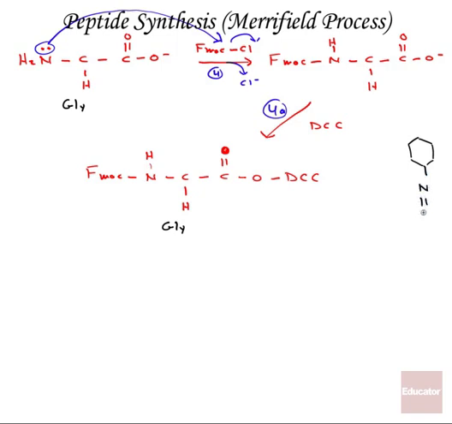This is N, double bonded with a C, double bonded with an N, and another cyclohexyl group, something like that. Okay, so I'm going to go ahead and put just a floating H, not yet. Okay, so this is DCC. This is called dicyclohexylcarbodiimide. We'll just call it DCC.